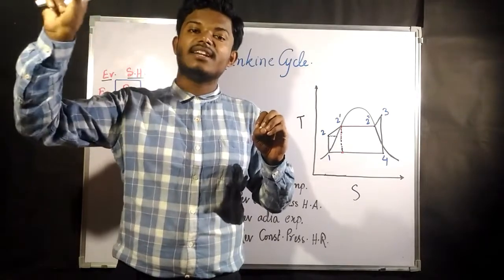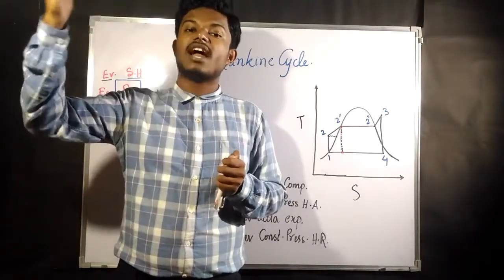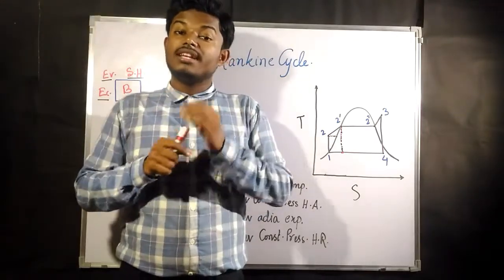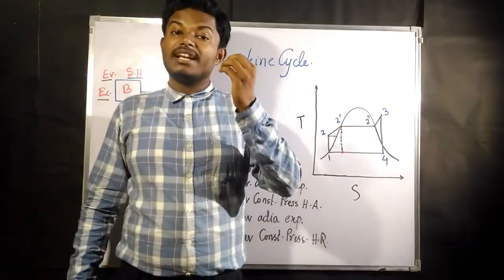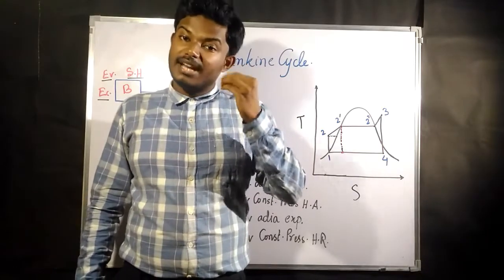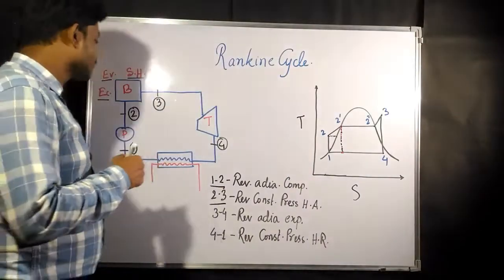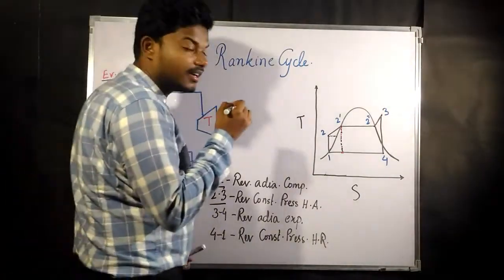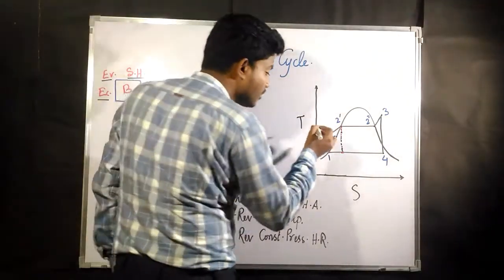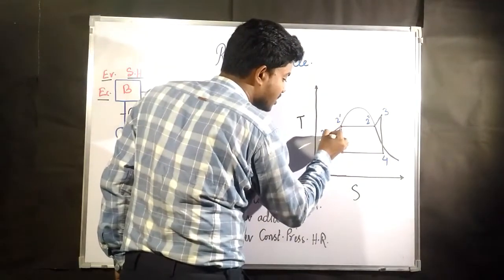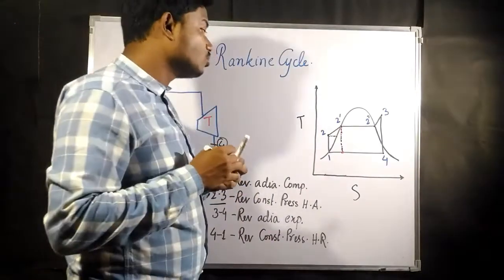After reaching 100 degrees centigrade, it is going to start evaporating. So the device which takes it from that temperature to the boiling point temperature is nothing but the economizer. Through the economizer you are going to add heat from 2 to 2 dash, at constant pressure.